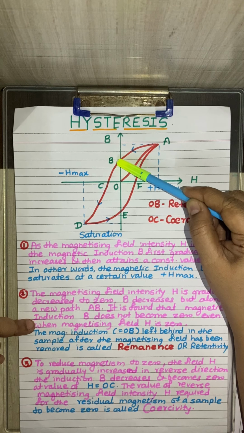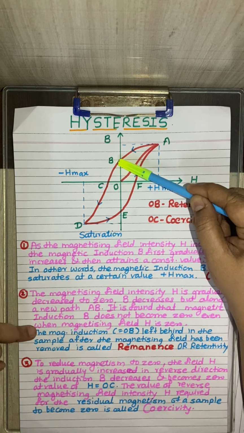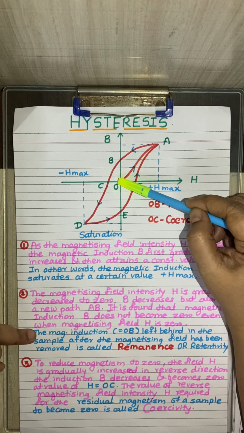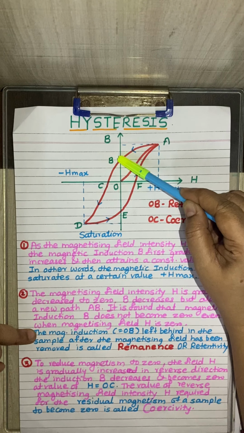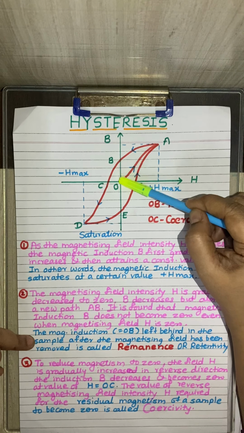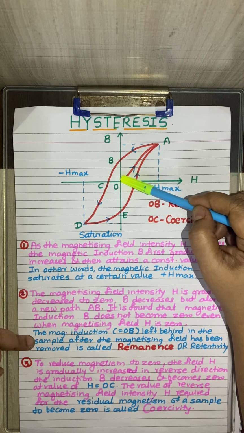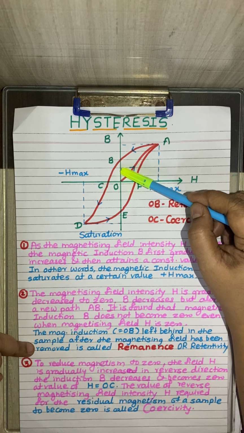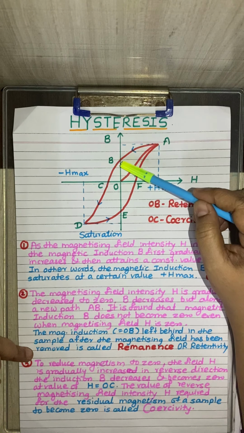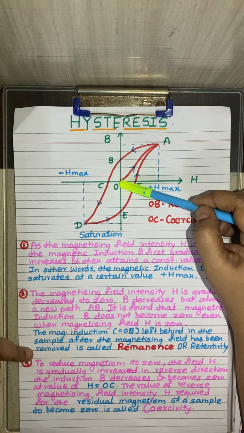It is found that the magnetic induction B does not become 0 even when H is 0. I have made H 0, but B is not 0. Therefore, the magnetic induction equal to OB, which is left behind in the sample after the magnetizing field is removed, is called retentivity or reminiscence or residual magnetism.